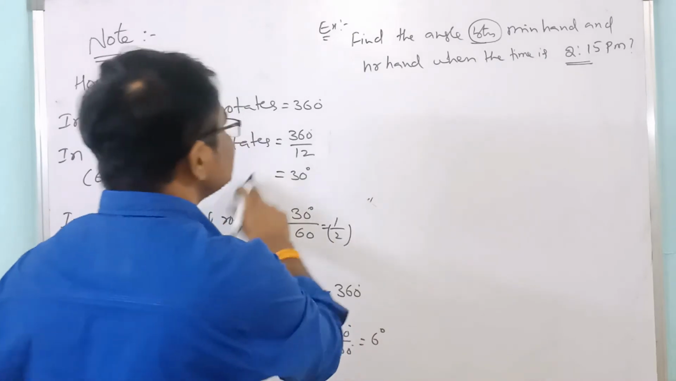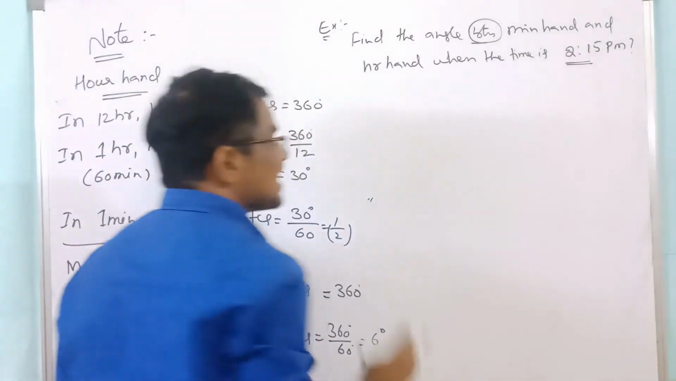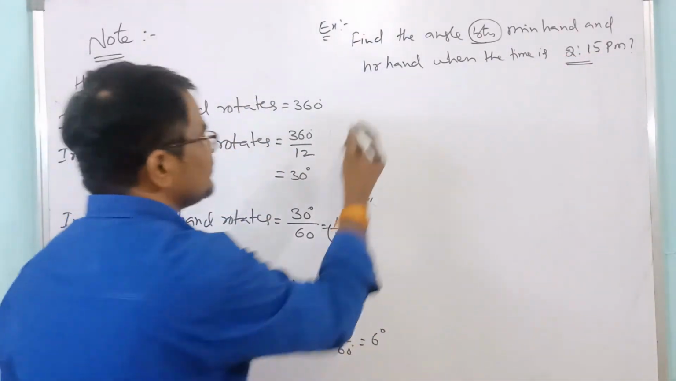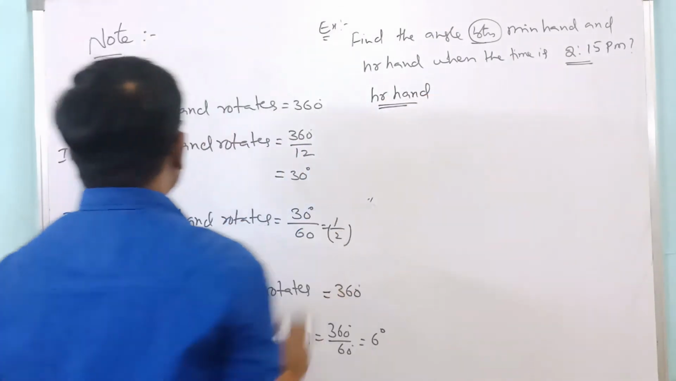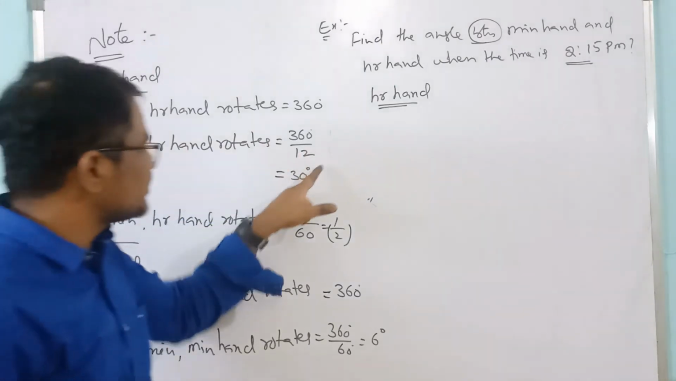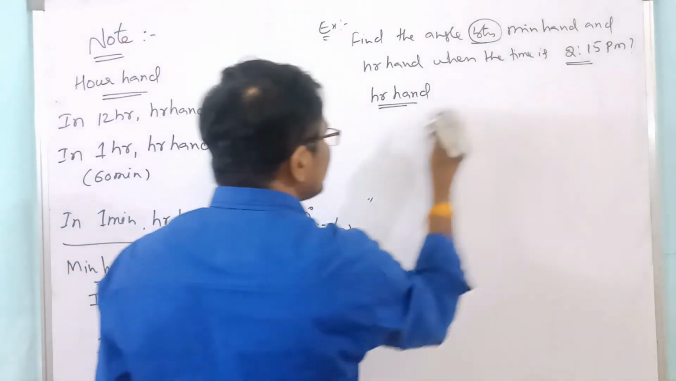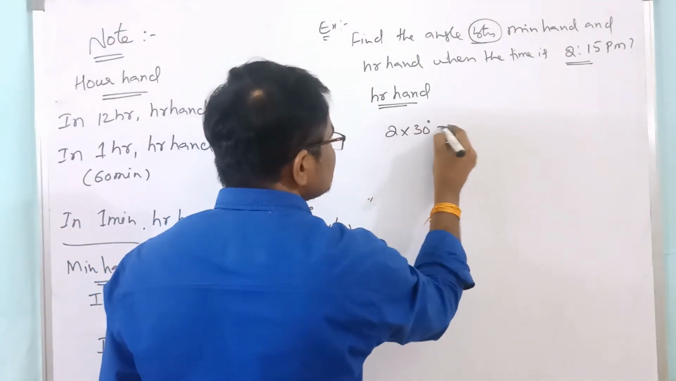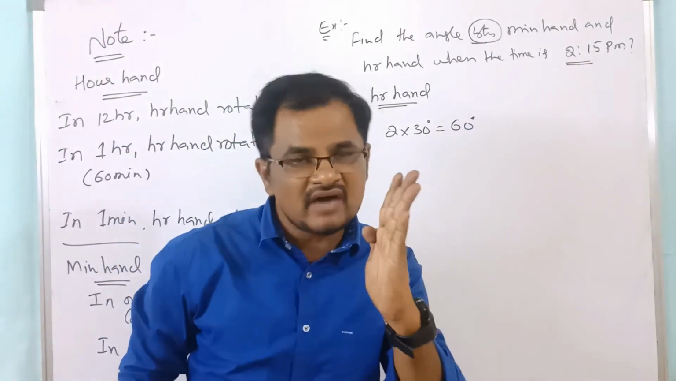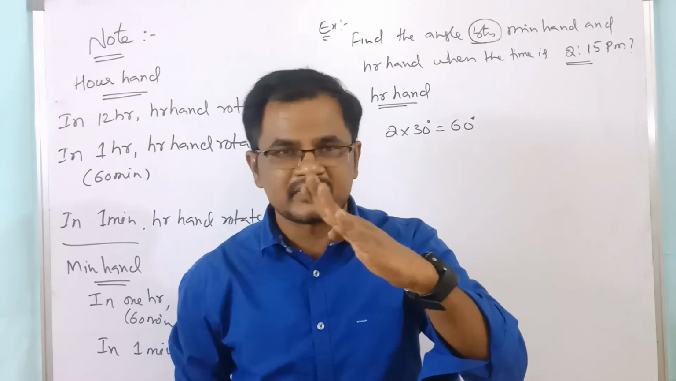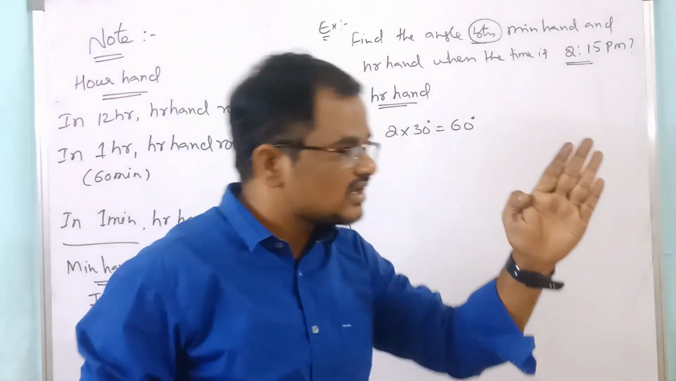So we know that at 2 hours 15 minutes, we have to identify how many degrees the hour hand rotates. I will take the hour hand. In 1 hour, the hour hand rotates 30 degrees. But in 2 hours, 2 into 30, so 60 degrees. But for the 15 minutes also the hand moves, slowly, right? For every minute, the hand moves.